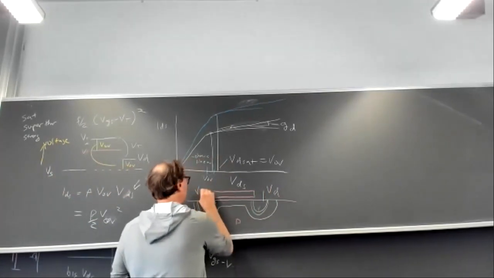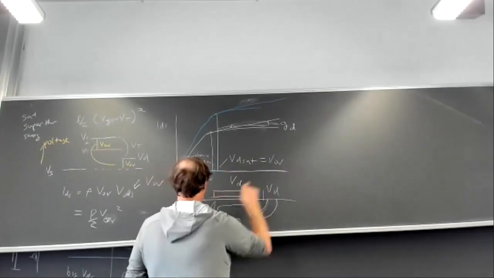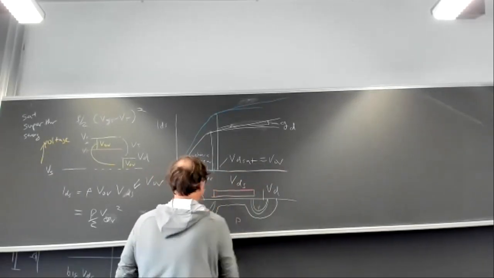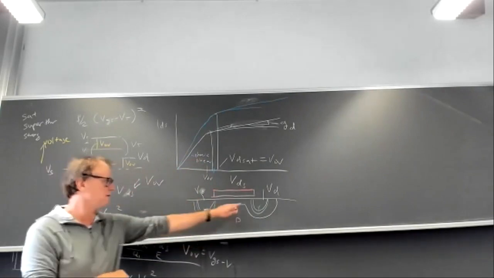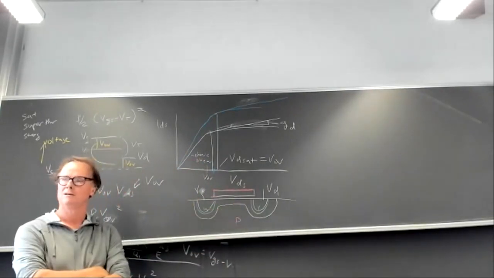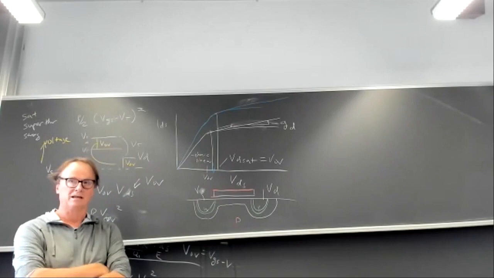That's what we're talking about, right? Here you're increasing the drain voltage, and the current is changing. What do you think happens to this depletion region here? Making it bigger. Gets bigger, right?